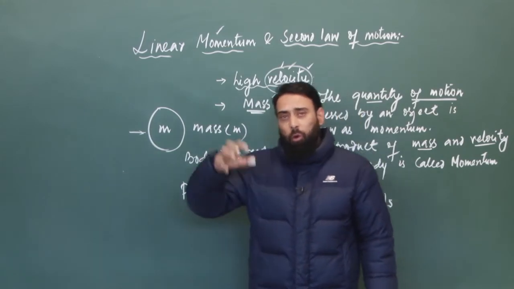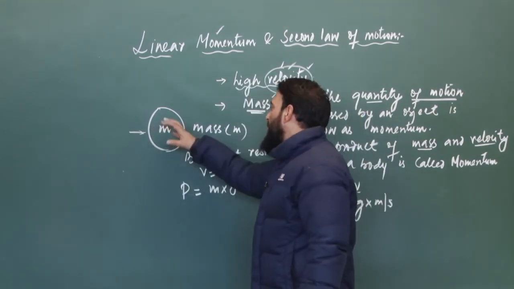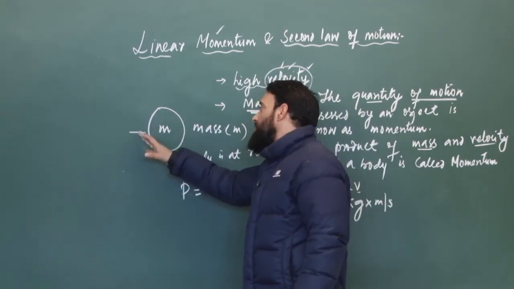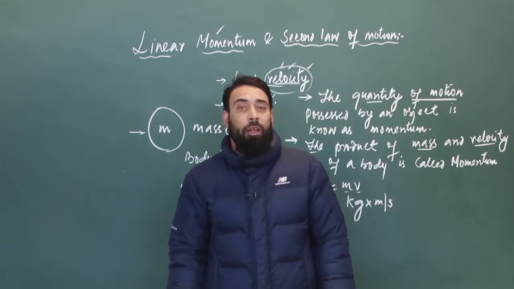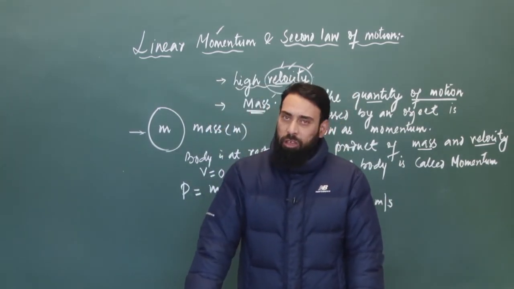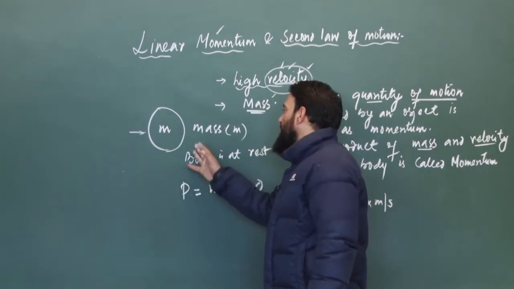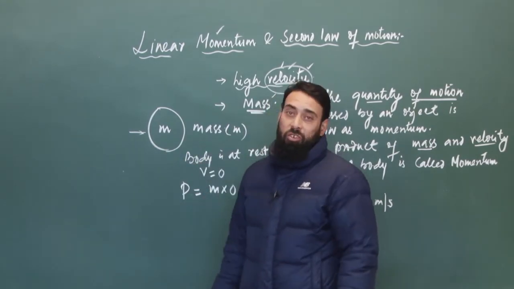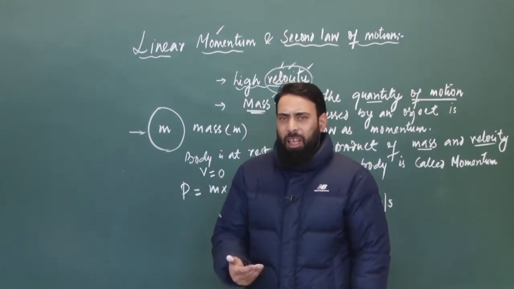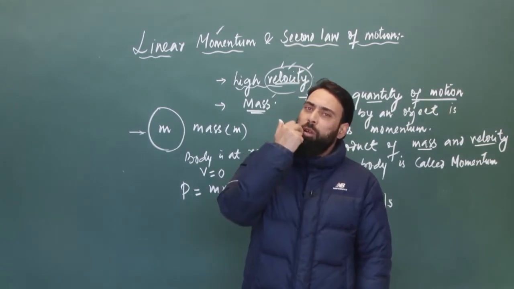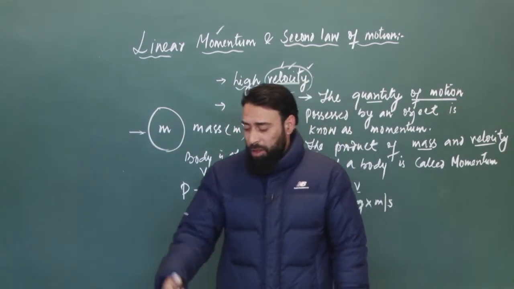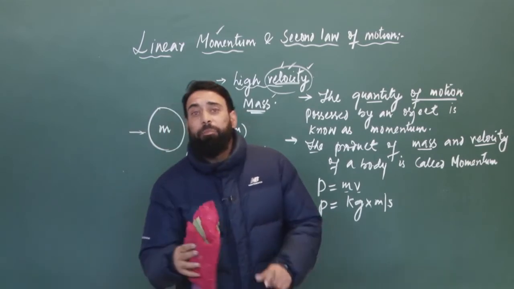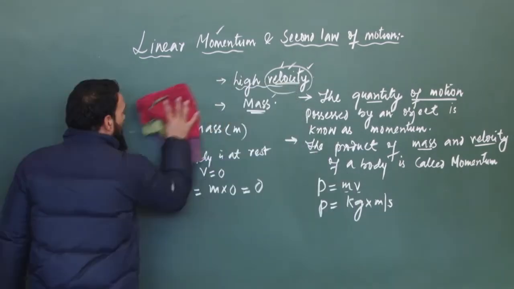So if you know the magnitude of the force applied on the body, that force is directly proportional to the rate at which the momentum of a body is changing. So we can say F is directly proportional to the rate of change of momentum. Let us see how we can find out the rate of change of momentum, how we can find the relation for the second law of motion.